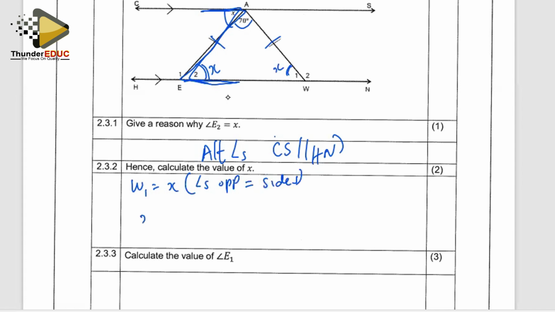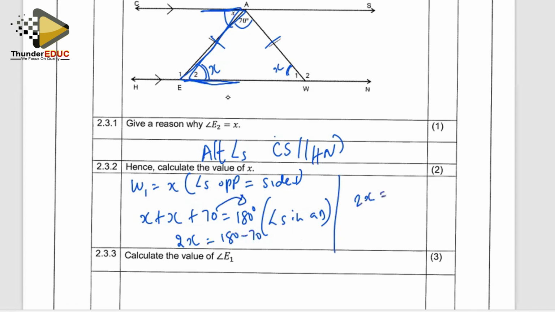All right, so then I'll have X plus another X plus 70 should be equivalent to 180 because now I'm looking at all the angles that are within a triangle. So we're going to say angles in a triangle. So X and X is 2X. Let's move the 70 that side. It's going to be 180 minus 70, which means 2x is 110. Then let's divide both sides by 2, which means x becomes 55 degrees.